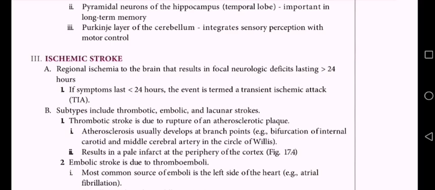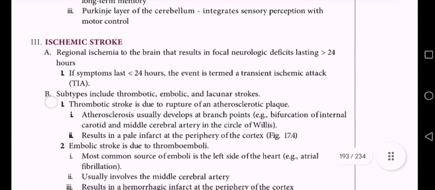Thrombotic stroke is due to rupture of an atherosclerotic plaque. Atherosclerosis usually develops at branch points, like you would know. It results in a pale infarct at the periphery of the cortex.